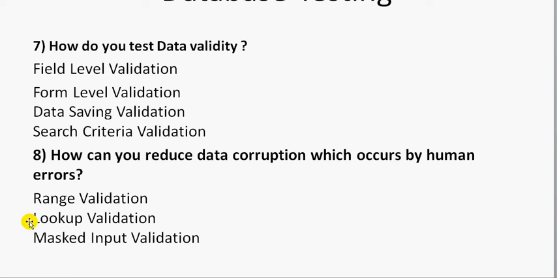Lookup validation, especially if you're entering a date, the user can make mistakes like mixing up the day and month, whatever the format you have set up for your application. So many times you will see a pop-up calendar from where you can select the date. In this way you reduce the data corruption by humans.